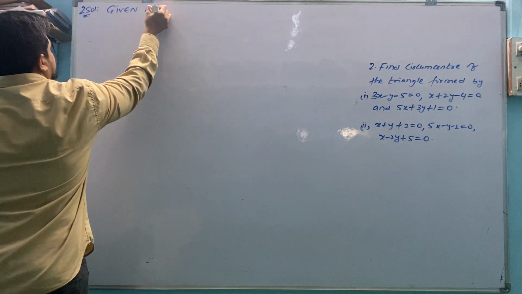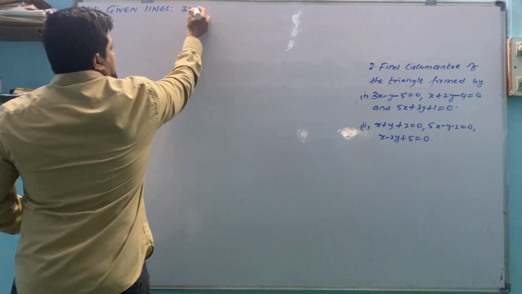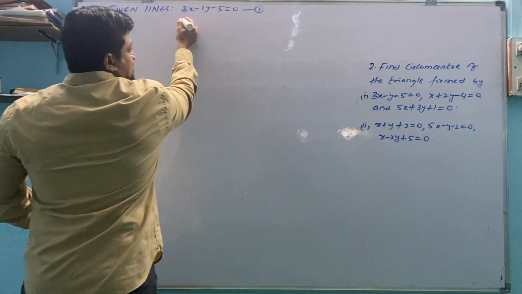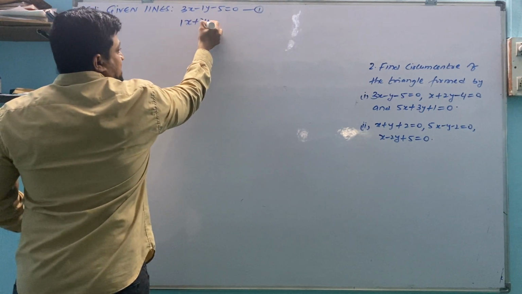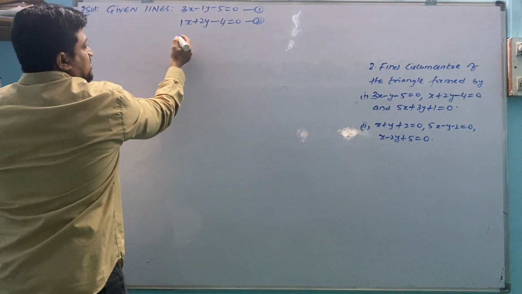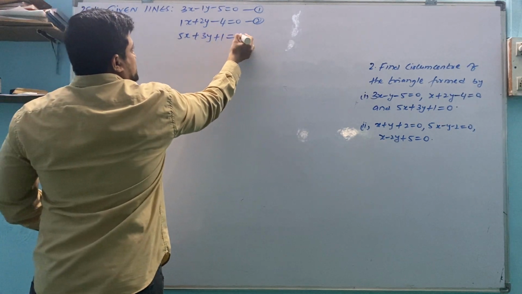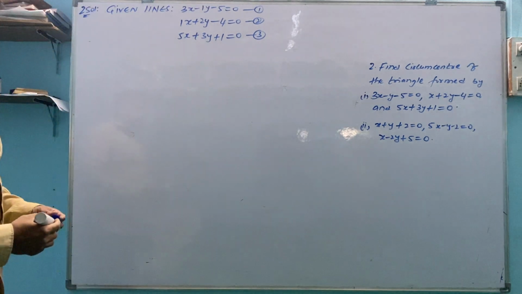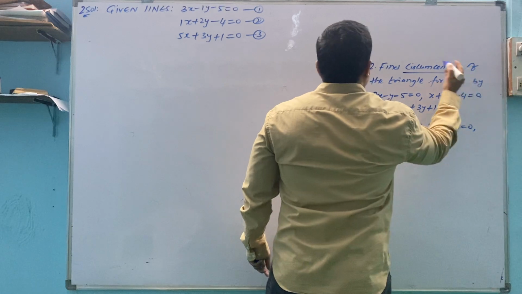Given lines. What are the given lines we have? 3x minus y minus 5 equals 0. x plus 2y minus 4 equals 0. And 5x plus 3y plus 1 equals 0. These are the three equations given to us, and we need to find the circumcenter.